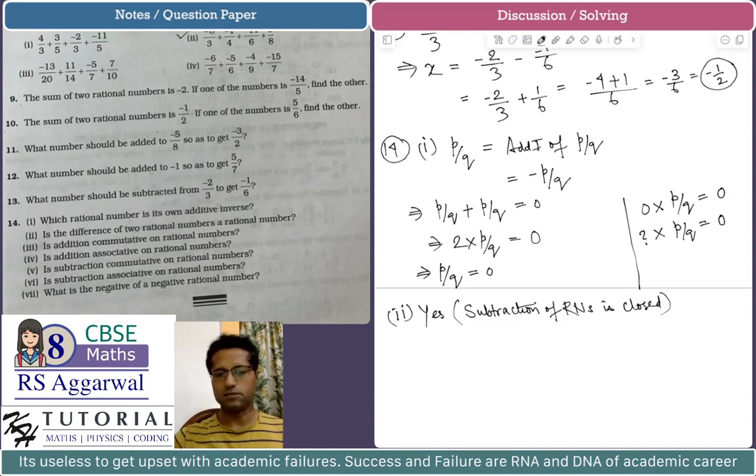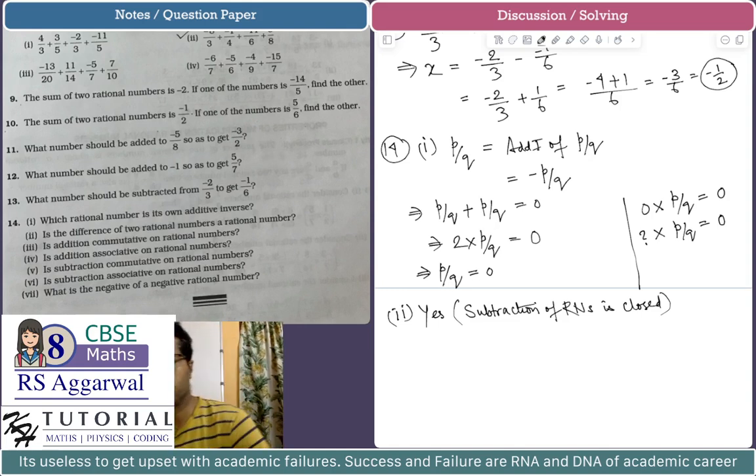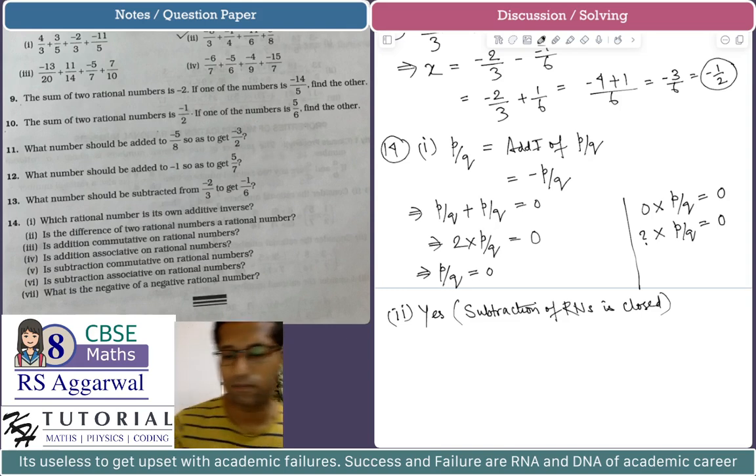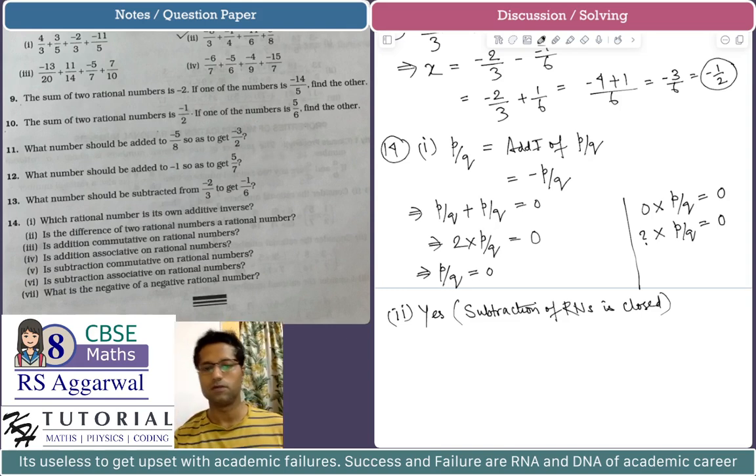Just like addition, subtraction also satisfies the closure property. What is the closure property of addition of rational numbers? If you add two rational numbers, the result will also be a rational number. What is the closure property of subtraction of two rational numbers? If you subtract two rational numbers, the result will also be a rational number. So this is a true statement.